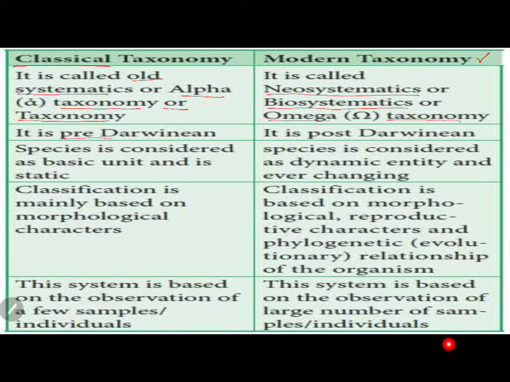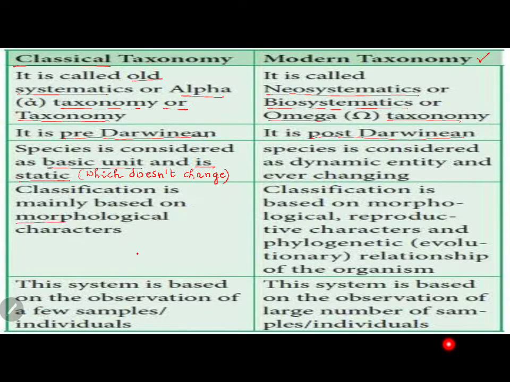Classical taxonomy is pre-Darwinian. Modern taxonomy is post-Darwinian. That means before Darwin and later Darwin. Species is considered as basic unit and is static. Static means which does not change. In old system of taxonomy, species is of utmost importance. It is like that cornerstone or a foundation stone upon which everything else has developed. So species is constant which does not change.